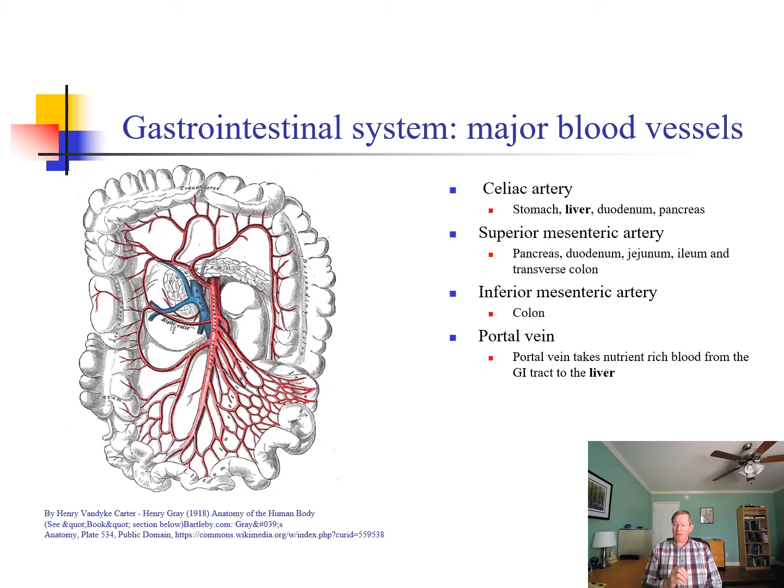Now, each of these arteries, the celiac, the SMA, and the IMA, will supply different regions based upon their location, as to which organs or which portions of the gastrointestinal tract they actually supply. The celiac artery will provide branches that will go to the stomach, the liver, the duodenum, and the pancreas, whereas the superior mesenteric artery will supply the pancreas, duodenum, jejunum, ileum, and the top portion or transverse colon. The inferior mesenteric artery will also provide oxygenated blood to the colon.